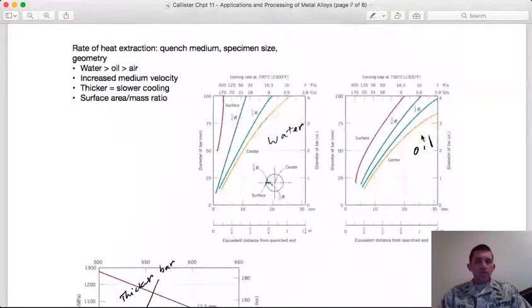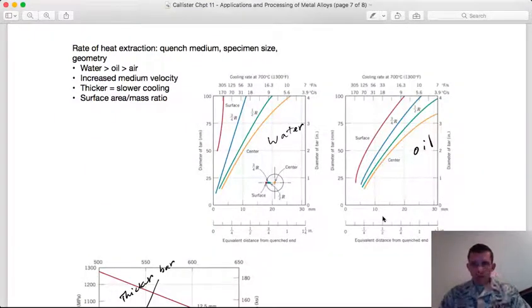Okay, and then also you got to get the heat out, right? So the rate of heat extraction is important too. The quench medium has an impact. So here's water versus oil. You can see water is a more effective quench medium than oil.